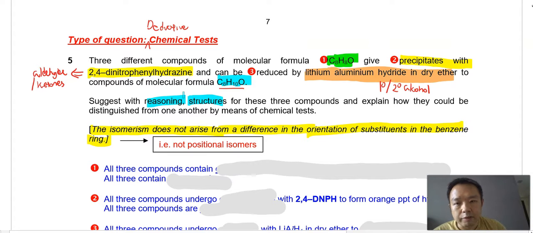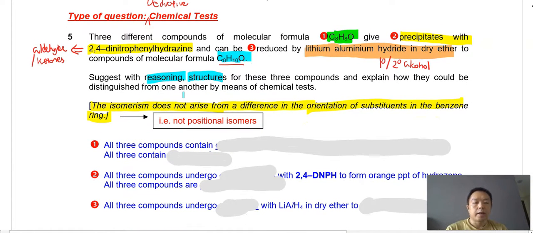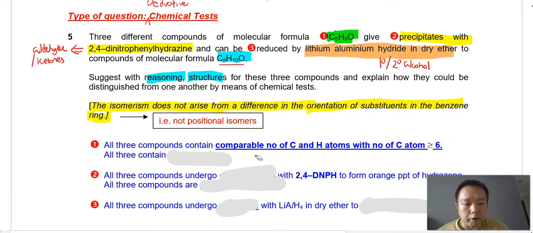So you can see that I've numbered 1, 2 and 3. There are 3 sets of information that we can gather. So let's take a look at info number 1, C8H8O. In this case, the carbon to hydrogen ratio is close to 1, a 1:1 ratio, and the number of carbon atoms is more than 6. So we can therefore conclude all 3 compounds contain a benzene ring.